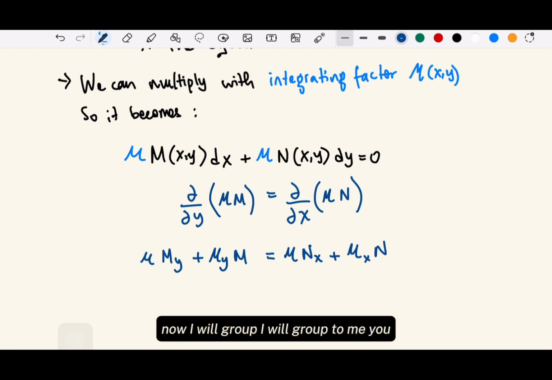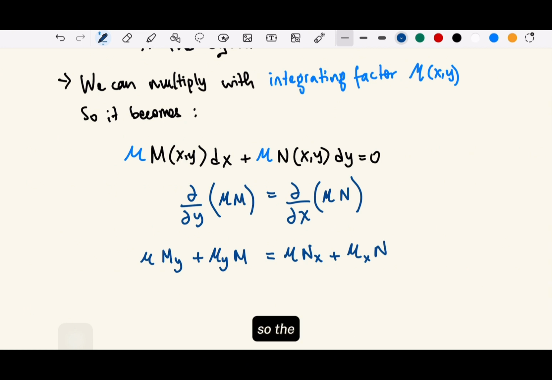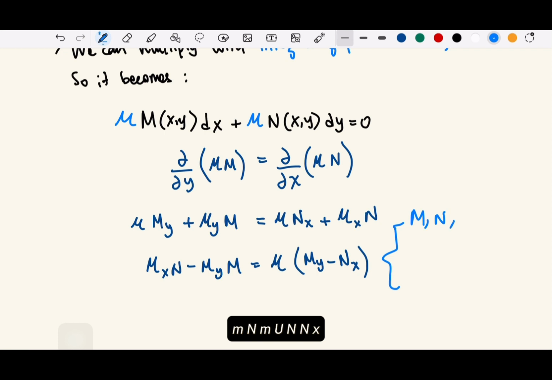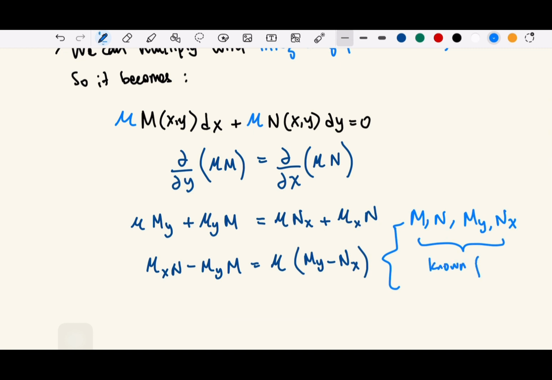Now I will group the mu terms into one. So from this part, m, n, mu, and x, they are known functions of x and y.